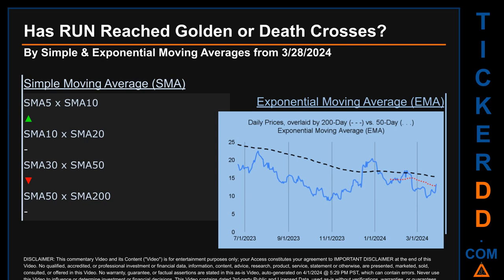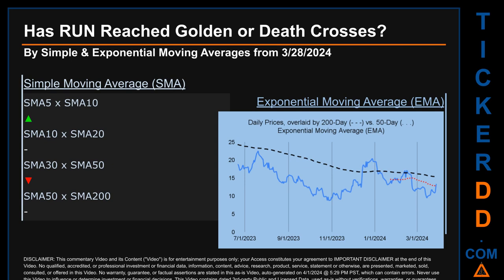Has RUN price reached golden or death crosses? Golden cross and death cross are basic signals that compare average prices across two specified trade day ranges, a short-term versus a long-term range. For example, 5-day versus 10 trade days.